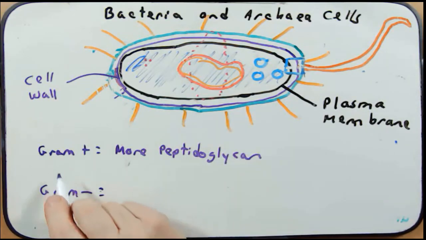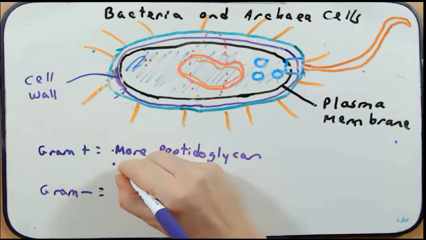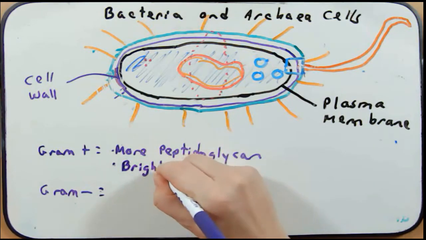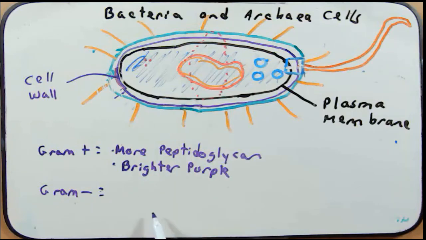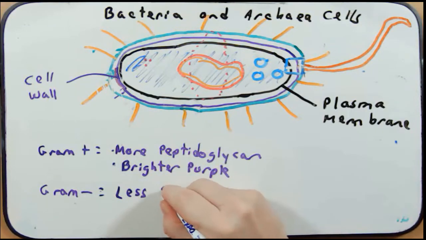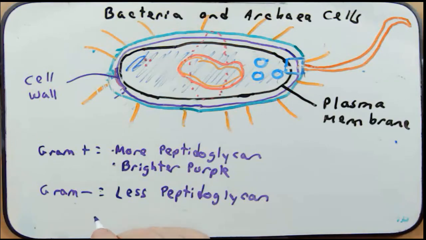And when you stain a cell that is a gram-positive cell, it turns a brighter purple. And that's because the stain is specific for peptidoglycan. Gram-negative bacteria still have peptidoglycan in them, but they have less peptidoglycan. And when these cells are gram-stained, you get a lighter purple. It looks more like a pink, I guess.